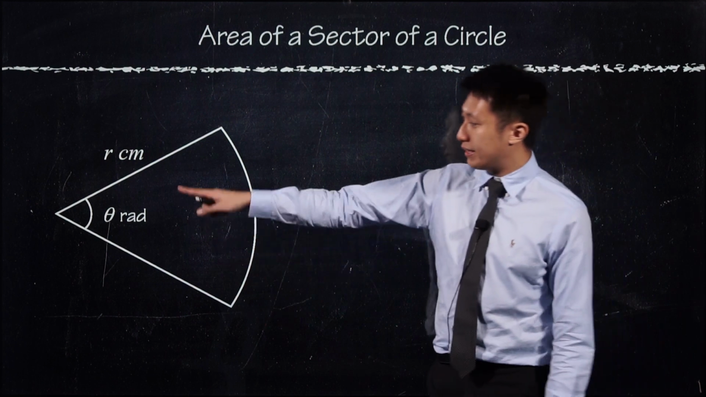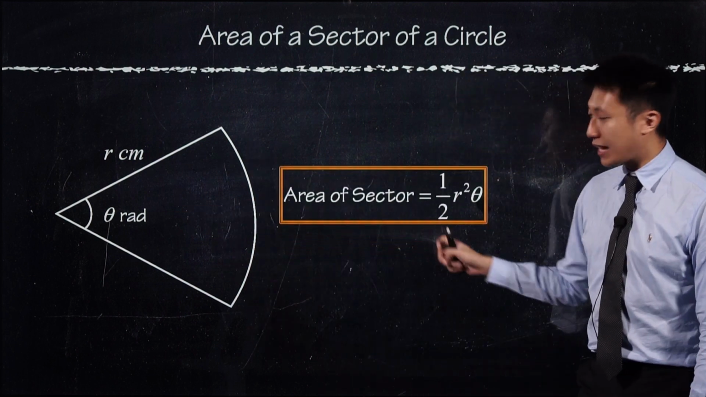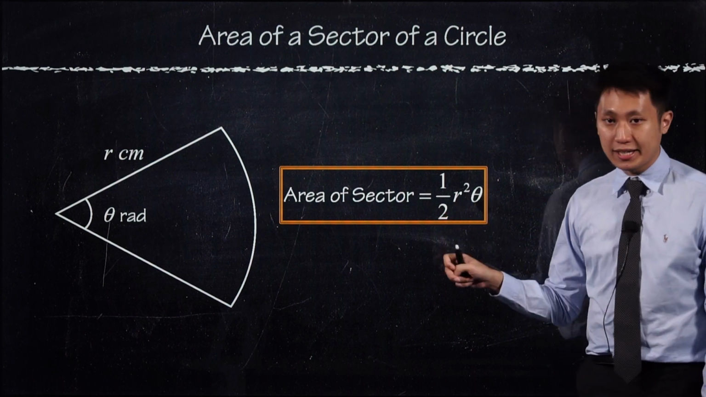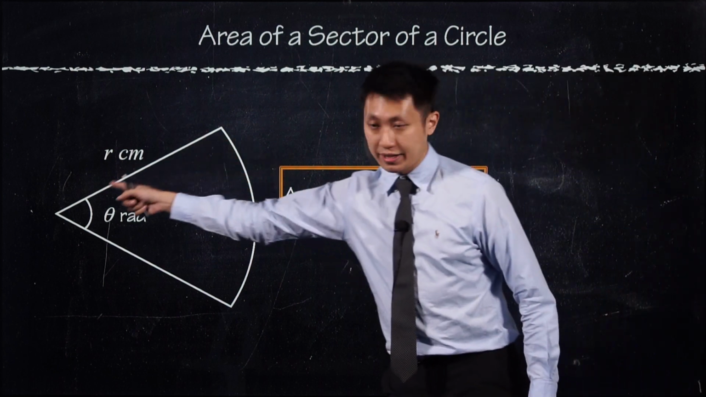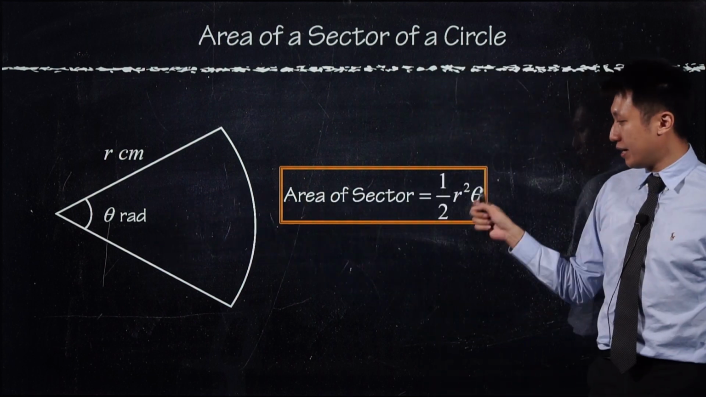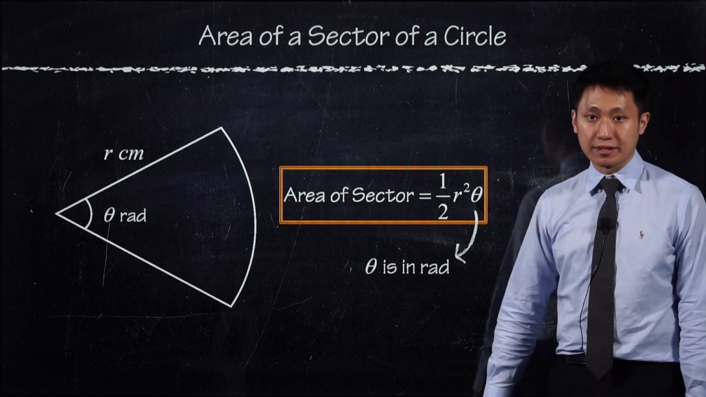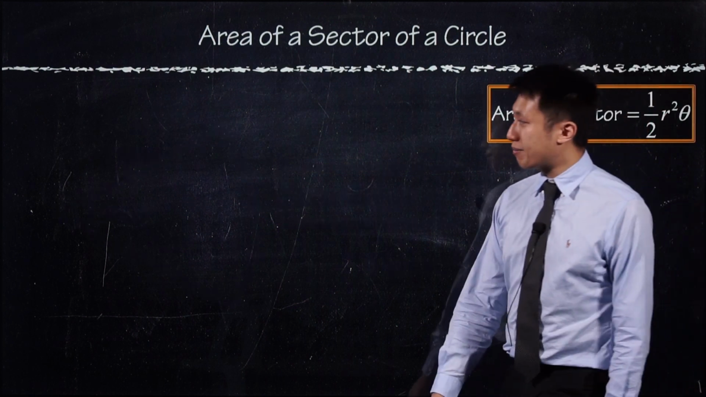So if you have this thing, this one is called a sector. Then the area of a sector is half r squared theta. r is this radius, and theta must be in radians. Okay, let's look at some examples.